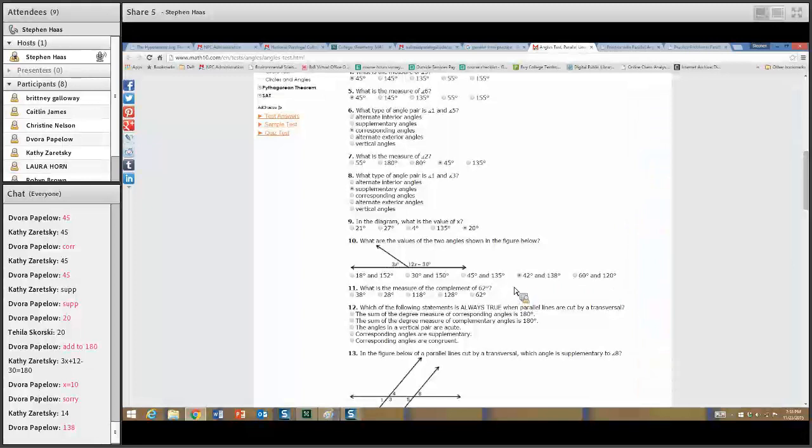What's the measure of the complement of 62? That's a pretty easy one, just 180 minus 62. That doesn't seem too difficult.